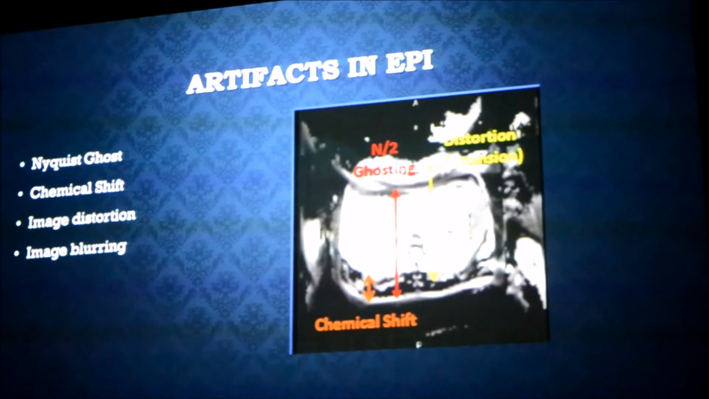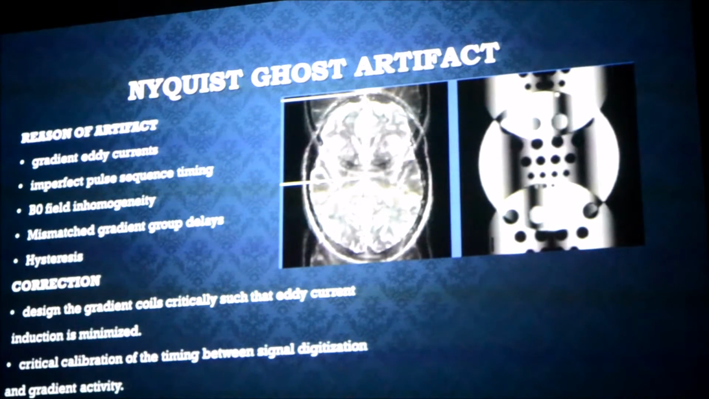So EPI has one disadvantage, that it is very prone to different artifacts like Nyquist ghost, chemical shift, image distortion and image blurring. I will discuss each of these artifacts in detail. An interesting thing in EPI is that the Nyquist ghost artifact is in the phase encoding direction. This is mainly due to the gradient eddy currents, imperfect pulse sequence, B0 inhomogeneity, hysteresis, etc.